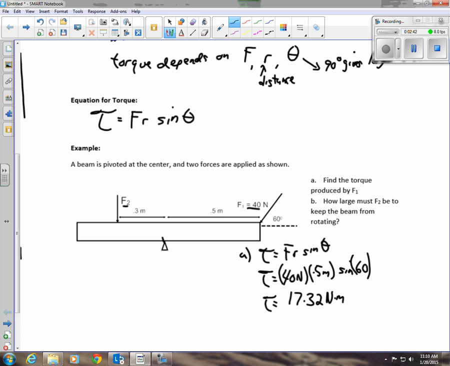Torque doesn't have a unit of its own. And we also have to give it a direction. So what I like to do is take a look at this. This is pushing down on this side. That would make the whole thing turn this way around this pivot. So that's clockwise. So I'm going to say that that's a clockwise.